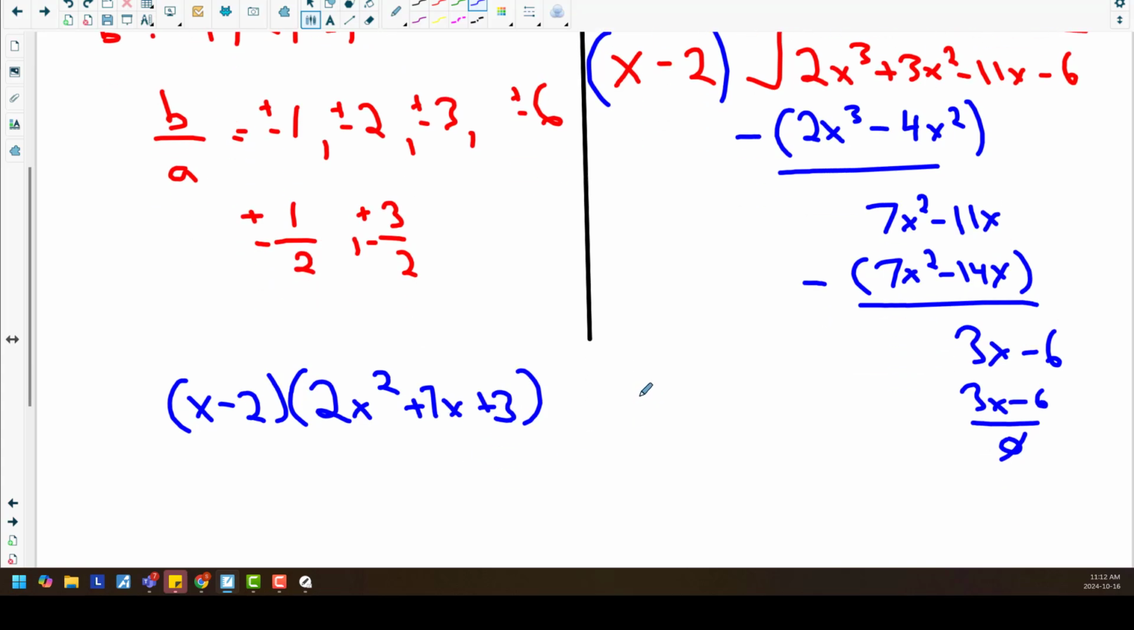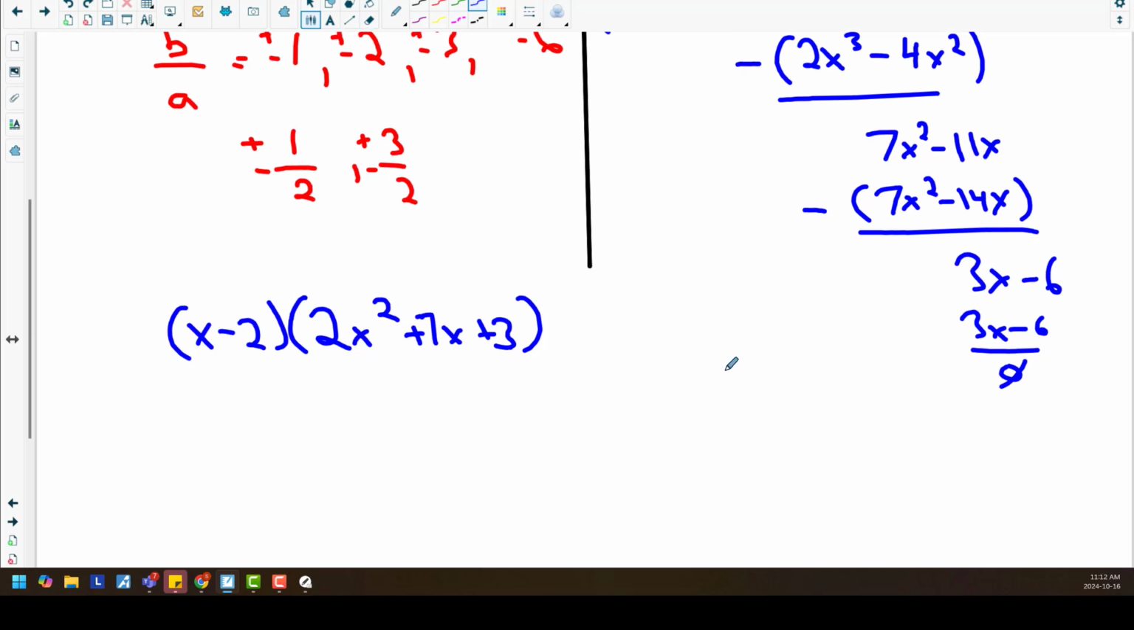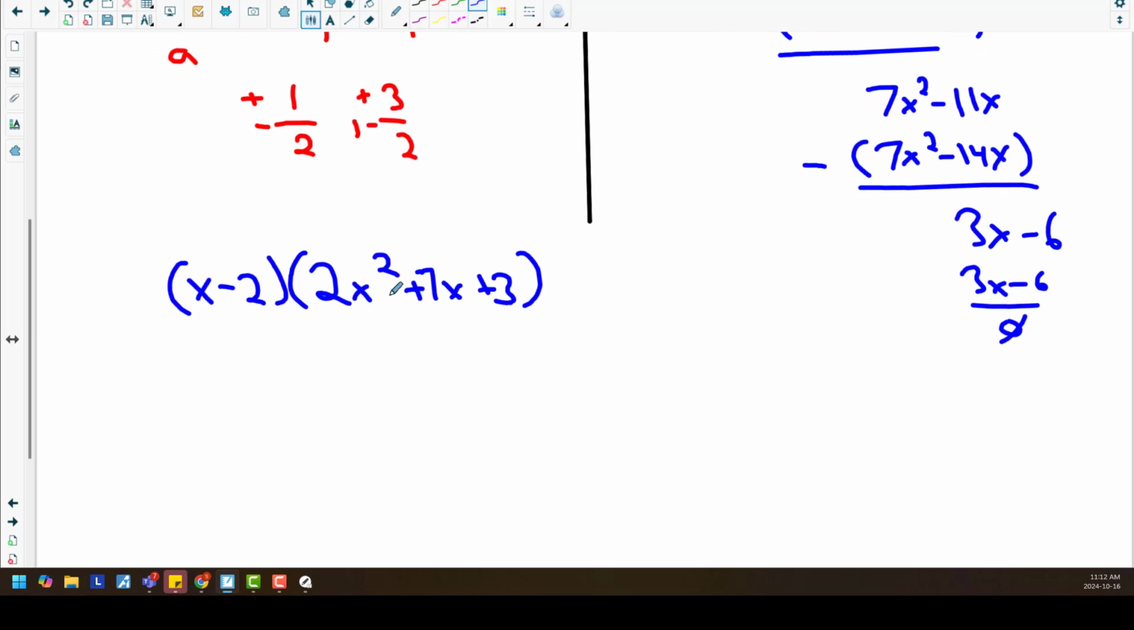That's my quadratic. Once we have a quadratic, we can do a lot of things. We can use the quadratic formula. I think that'll give us the zeros, or we can just factor. Let's factor. What's 2 times 3? That's 6. So two numbers that multiply to 6, and two numbers that add to 7. Oh, that looks like 6 and 1 to me. Yeah, that's an easy one.